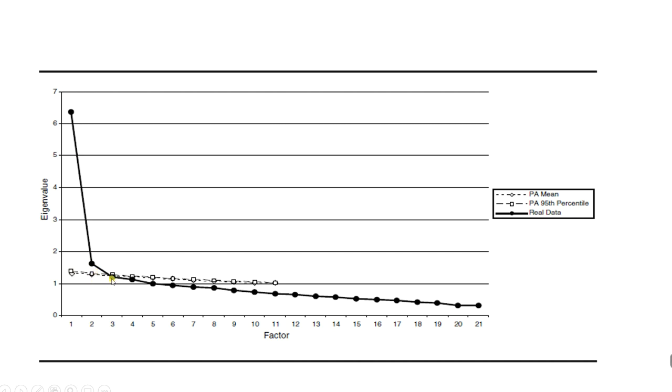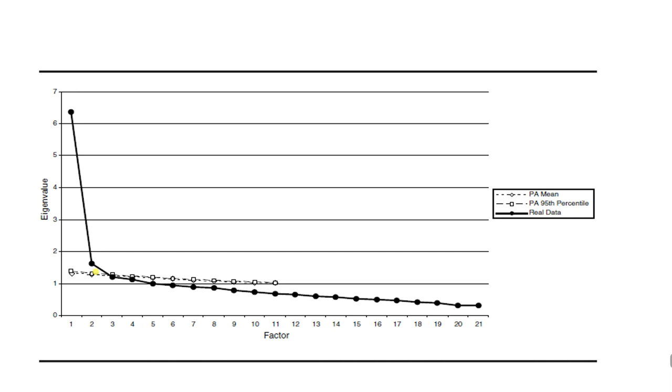But for the third factor, the real data is slightly lower than the random data eigenvalue, and therefore we will retain only two factors. So in this example, the parallel analysis as well as a scree plot both are suggesting to retain two factors. So the findings are converging, so we can have more confidence that in our data set two factors are significant and they should be retained for further analysis.